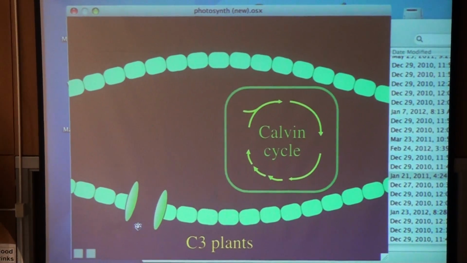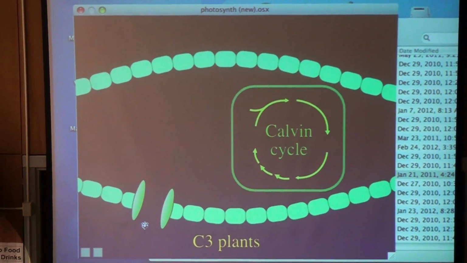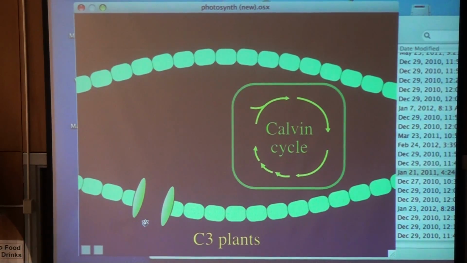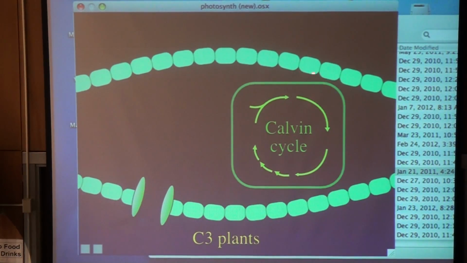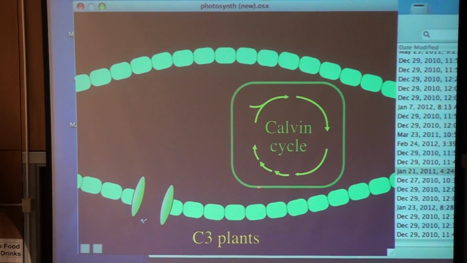This is supposed to be a leaf of a C3 plant. This is the top of the leaf right here, the cells at the top of the leaf. This is the cells at the bottom of the leaf. And review question: the cells in the middle of the leaf, where the photosynthesis takes place, are the mesophyll cells, right? So this big green box right here is a mesophyll cell. And so inside the chloroplast of the mesophyll cells is where the Calvin cycle takes place.